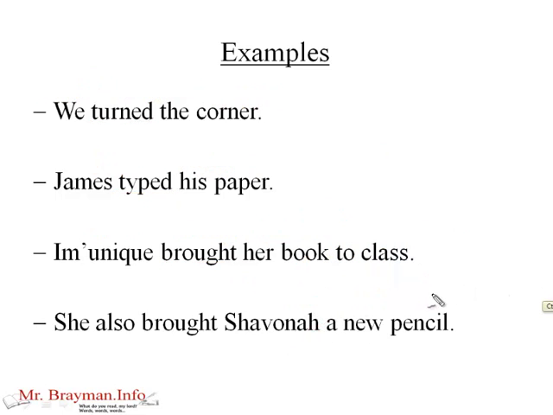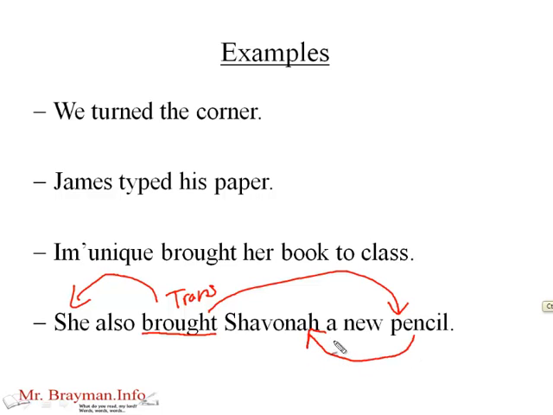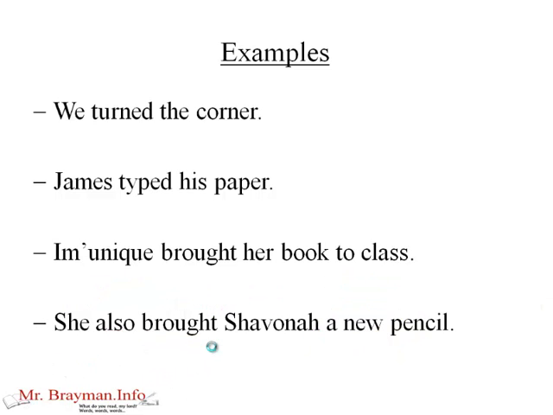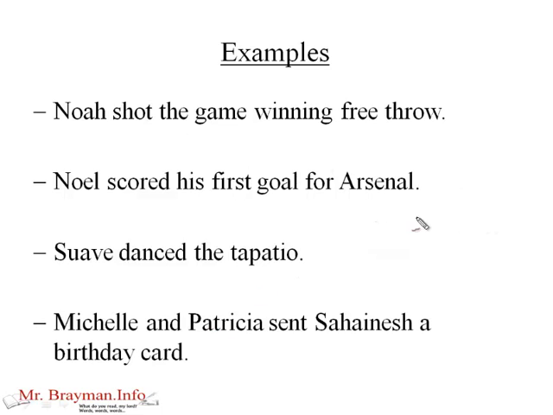One more here. She also brought Shavana a new pencil, right? So brought is the verb. It's a transitive verb. Who or what did the bringing? She did. What did she bring? She brought a pencil. To or for whom did she bring it? She brought it for Shavana. New and just modify pencil. Also here is a conjunctive adverb. Okay. Good. A couple more. Let's keep it going.